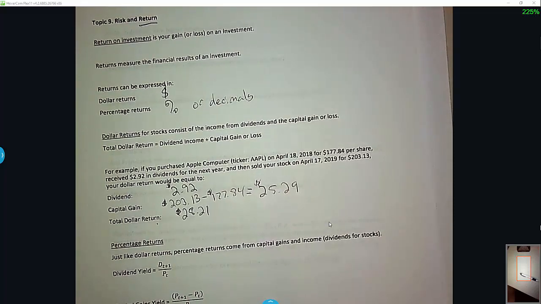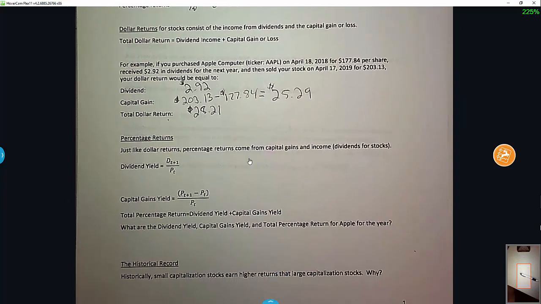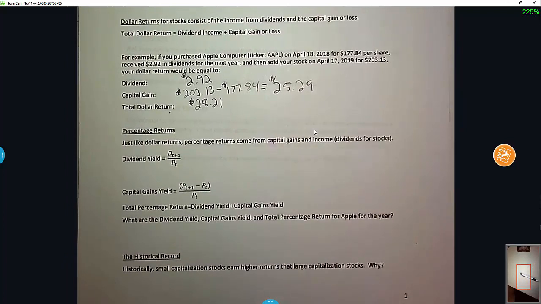Oftentimes though, when we talk about stock returns or returns on other securities such as debts or real estate or things like that, we're usually talking about percentage returns. Just like dollar returns, percentage returns come from capital gains and income, and the income is dividends for stocks. So the dividend yield is equal to the dividend for time t plus 1, so for the next year after we purchase the stock, divided by the initial stock price.